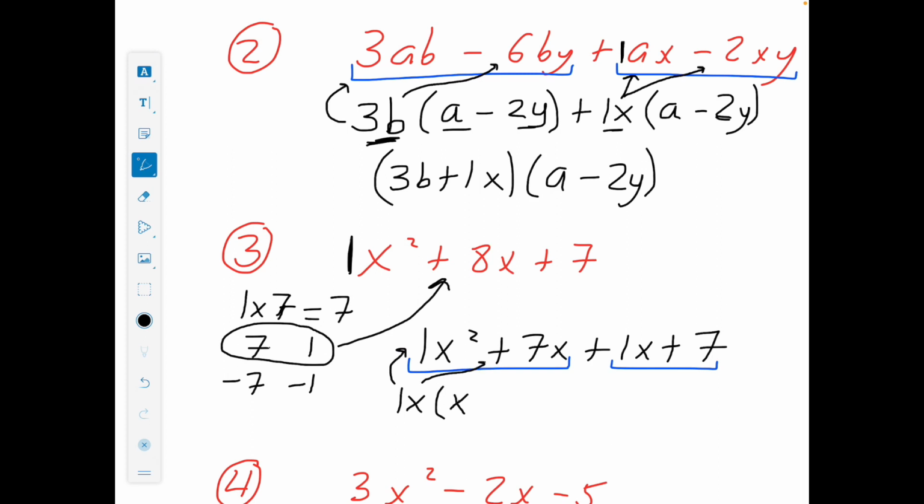So we'll take out an x. We have 1x, but we want to make 1x squared. So you'll multiply that by x. And we have 1x, but we want to make 7x. So you'd multiply that by 7.